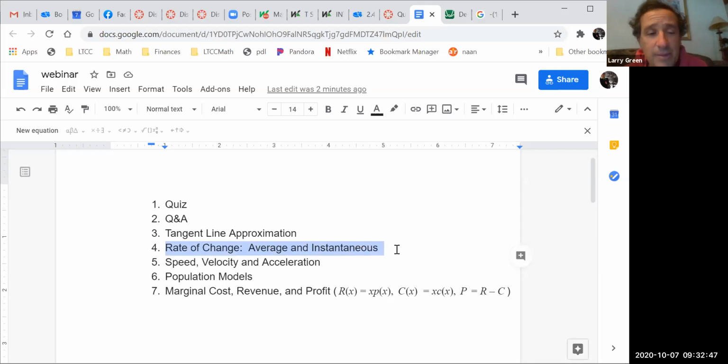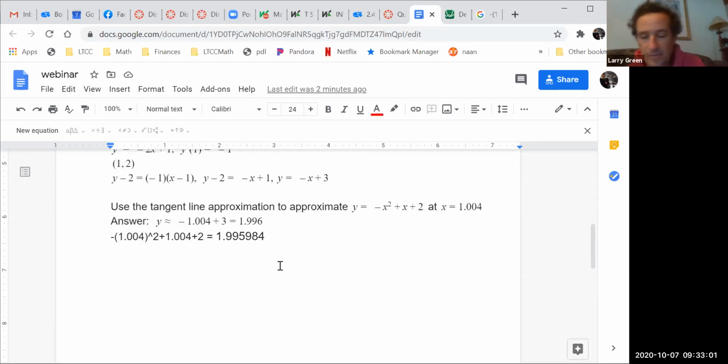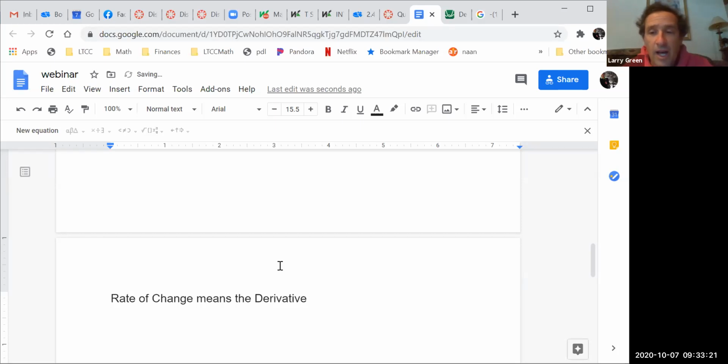The next one, which we've already talked about, but I want to mention again, is that another word for derivative is rate of change. Let me write that out. So rate of change means the derivative. Okay, you're going to hear a lot of things that mean the derivative, and that is one of them. You've probably heard the word rate of change, right? What is the rate of change of whatever? And that means the derivative.